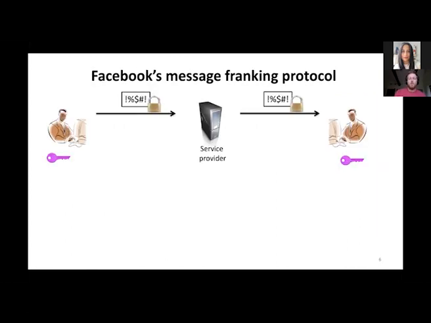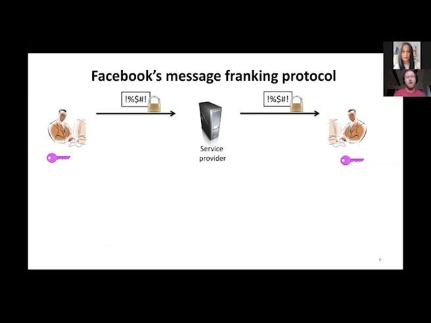So let me go over Facebook's message franking protocol to provide some background, and then I'll lead up to showing the vulnerability that we discovered in how Facebook particularly was handling attachments.